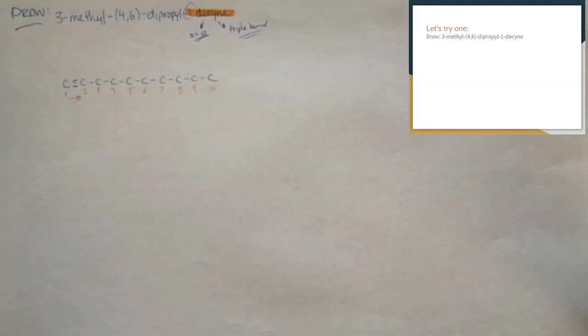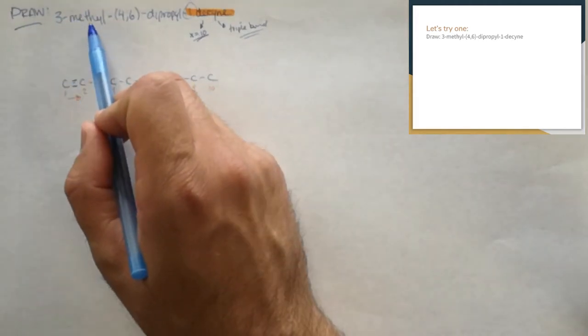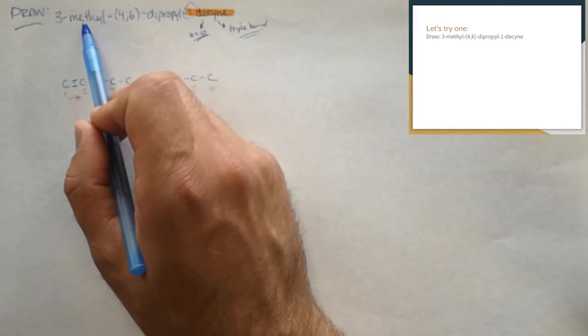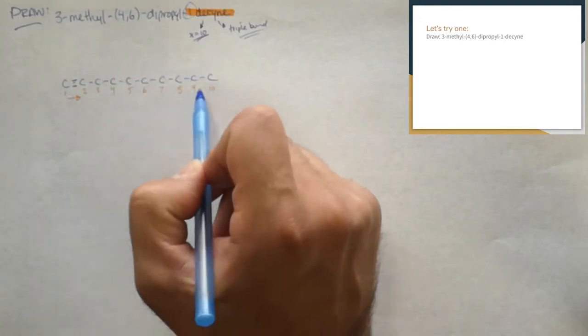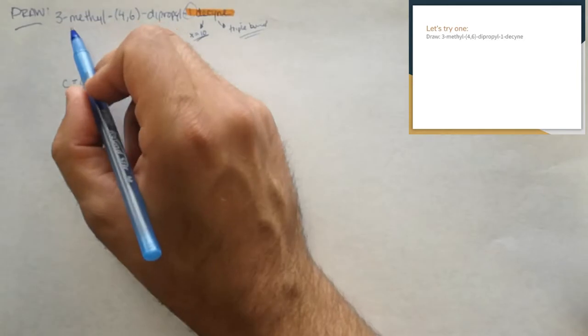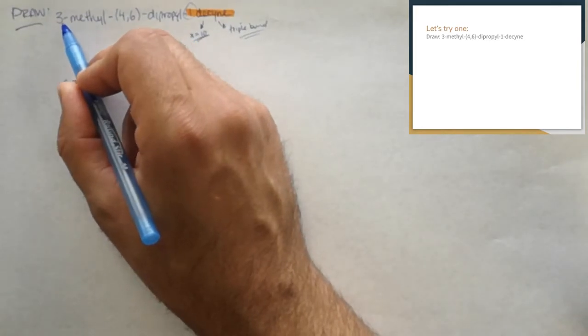Next, we're looking to label our substituent groups. Methyl means 1 carbon. That's the prefix meth. YL just means it branches off of this main chain. The meth group comes off of carbon number 3.